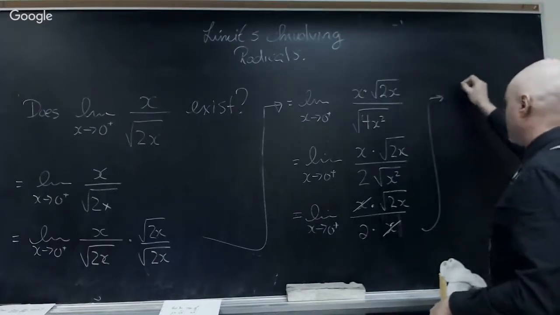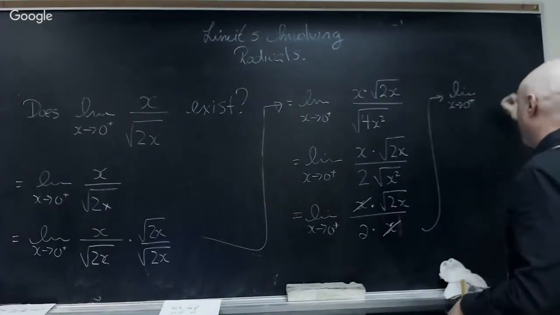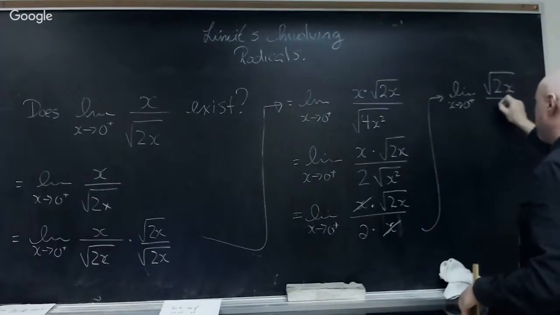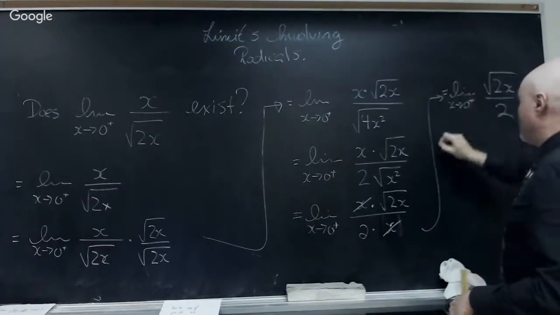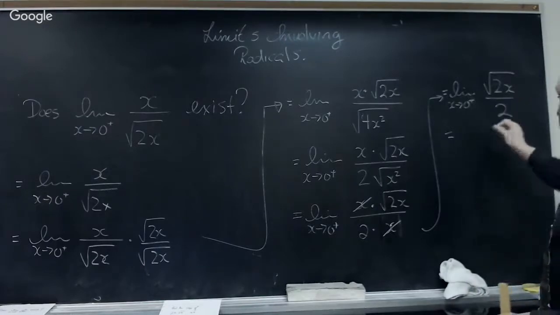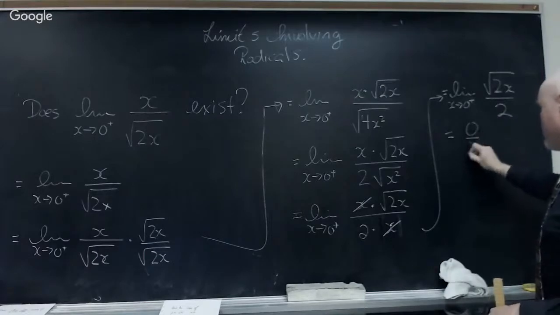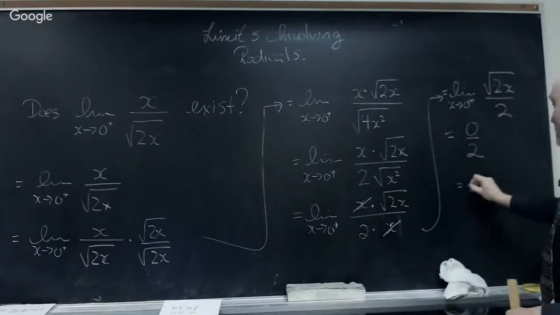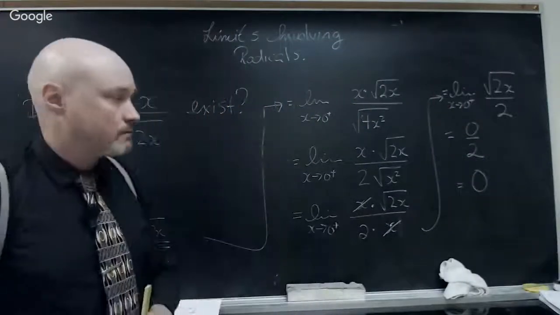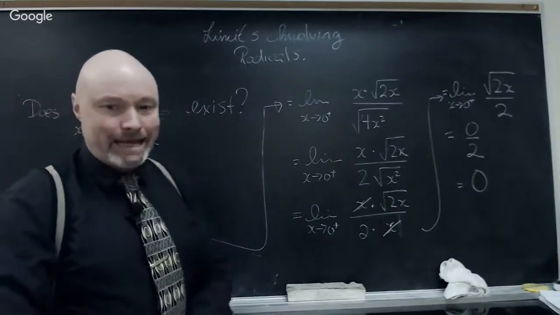And I have this nice limit as x approaches 0 from above of square root of 2x over 2. And if I substitute 0 into this, everything is beautiful. The top is 0 and the bottom is 2. And so that limit is actually just 0. Okay, so that's that.